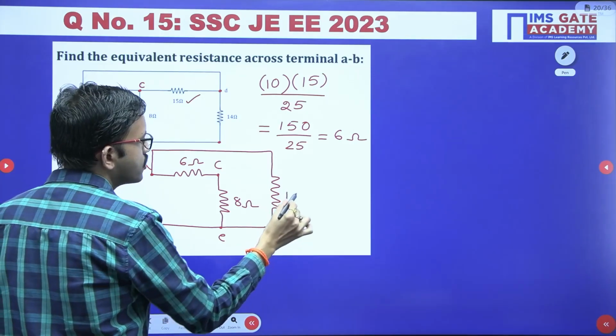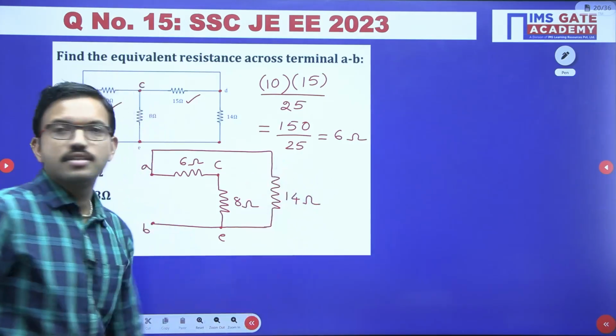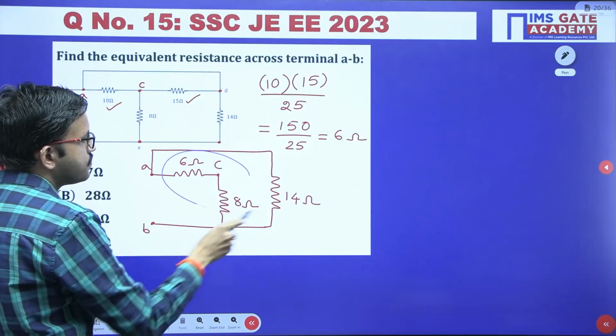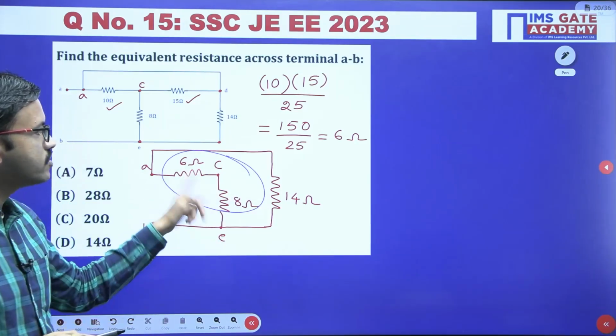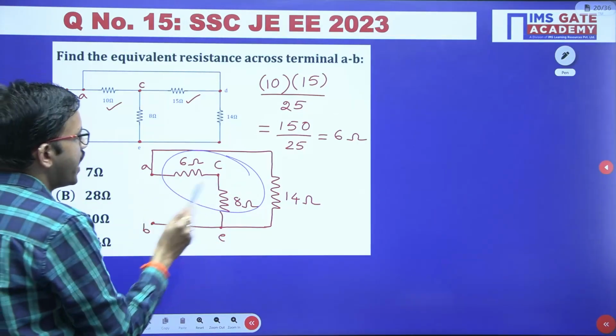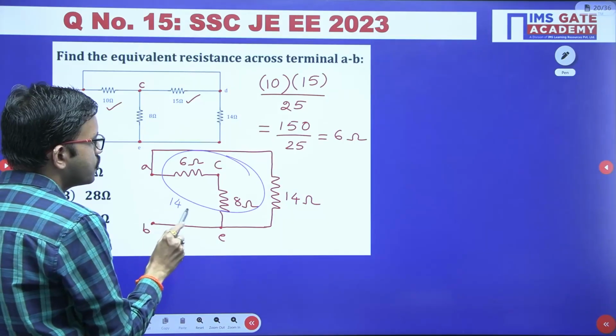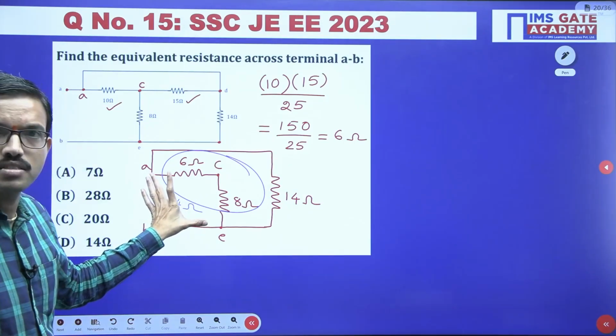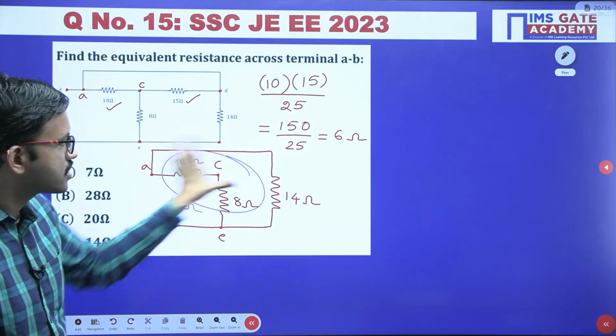You are having a 14 ohm resistor. See, now you can observe these two, how they are connected: 6 ohm and 8 ohm in series. That means we can add 6 plus 8, that is 14 ohm. Now you are getting one resistor between A and E, that is 14 ohm, and one more resistance of 14 ohm.